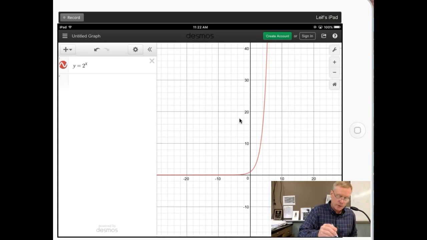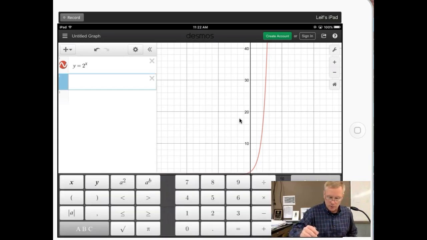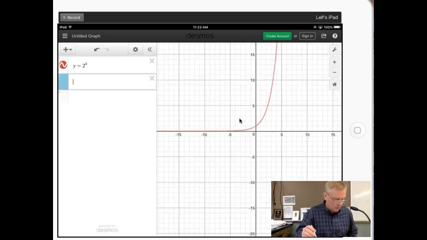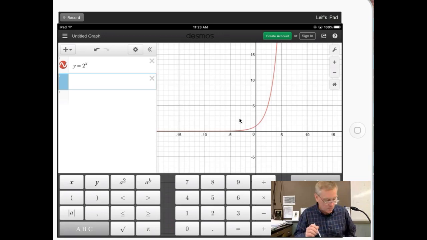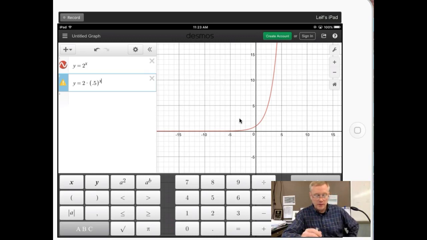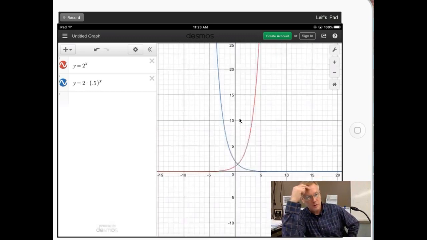Now if I was to show you one with exponential decay, which would be going the other direction, I'll do y equals 2 times 1/2 to the x, for example. Y equals 2 times, this needs to be in parentheses, 0.5 to the x. And you can see that this one shrinks. Sorry, the red one is the exponential growth, which gets bigger and bigger, and the blue one is the exponential decay, which gets smaller and smaller and smaller.